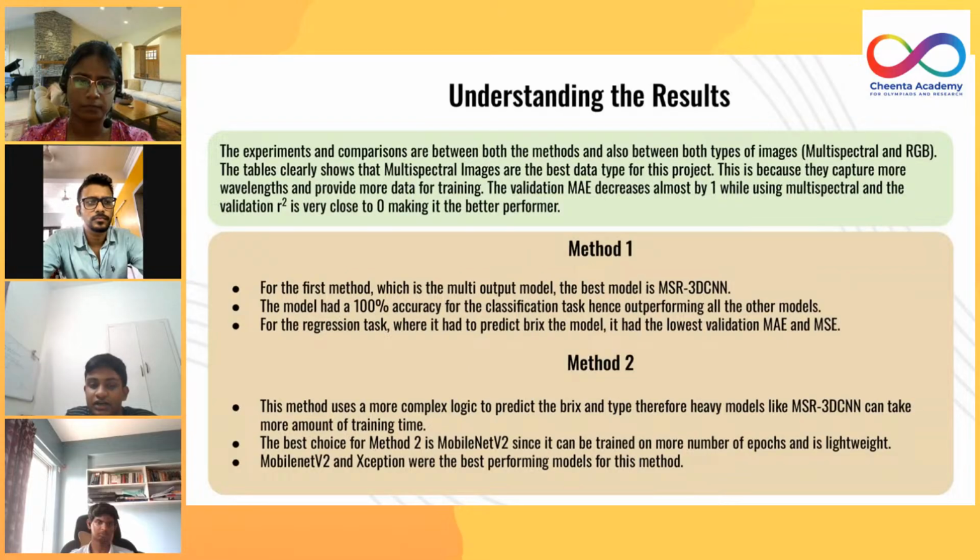And for the regression task, where it had to predict the brix, it had the lowest validation MAE and also MSE. And for method 2, this method uses a more complex logic to predict the brix and type. So therefore, heavy models like MSR3D can take more time and training time, and it can also crash our computers. So the best choice for method 2 is MobileNet version 2, since it can be trained on more epochs and it's lightweight. Also, MobileNet version 2 and Xception were the best performing models for this particular method.